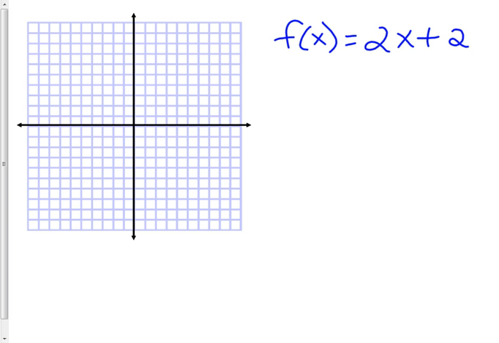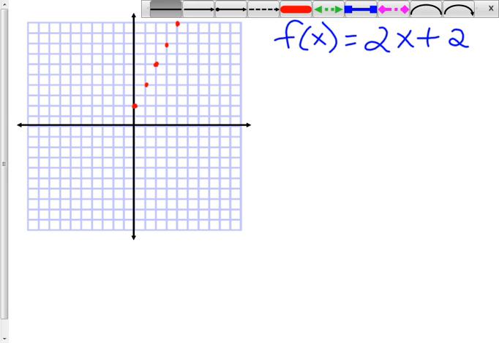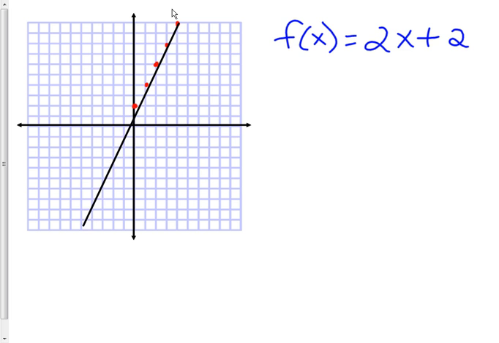And we have a function f of x equals 2x plus 2. Let's go ahead and graph this function. The y-intercept is positive 2, and our slope is 2 over 1, so up 2 over 1, up 2 over 1, and so forth and so on. So we can draw a line here and graph this function.